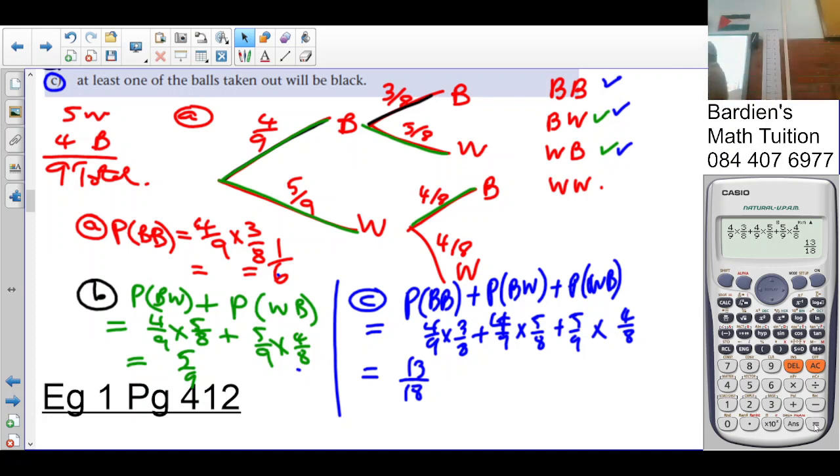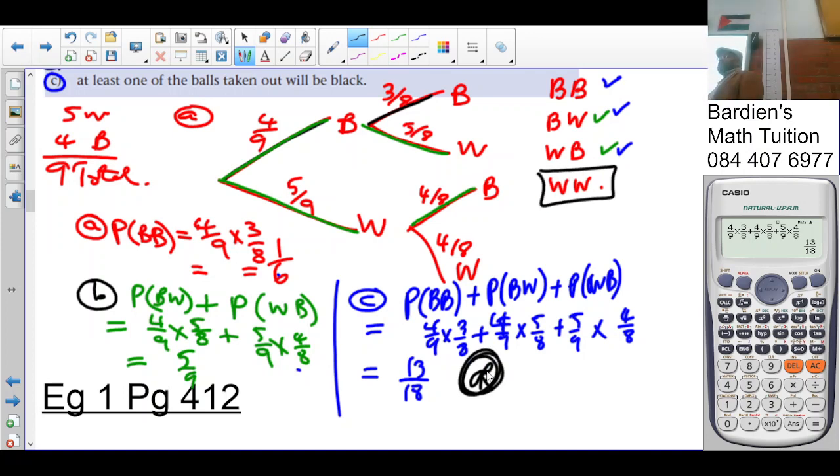But now, what you notice here is that there is only one outcome in this calculation that's not accounted for, which is no black. So the probability of at least one black is the same as 1 minus the probability of no black, which is white. And this is what we call the complementary rule. We discussed that in the last lesson.